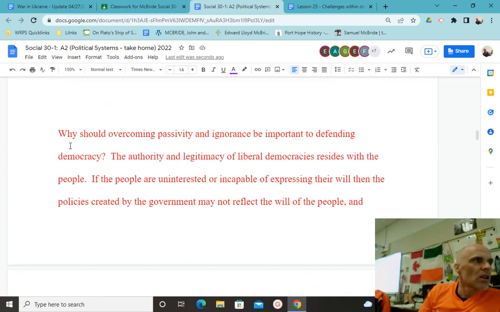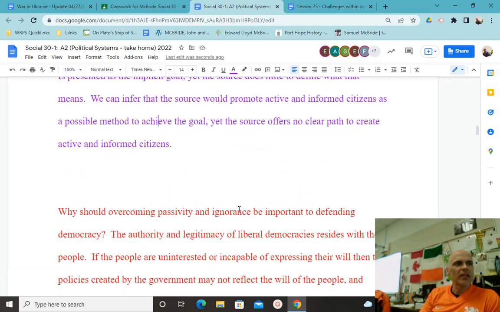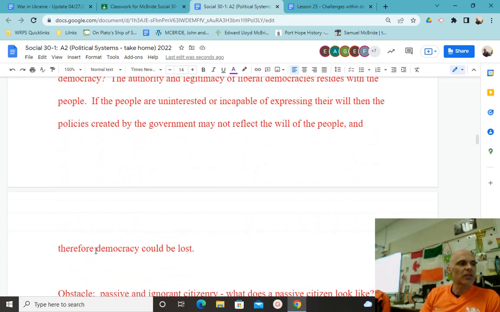So before we get there, why should overcoming passivity and ignorance be important to defending democracy is something that you could ask. To unpack the source, you could ask a question. Asking a question gives you an opportunity to answer the question and therefore unpack the source. So why should overcoming passivity and ignorance be important to defending democracy? The authority and legitimacy of liberal democracy resides with the people. If the people are uninterested or incapable of expressing their will, then the policies created by the government may not reflect the will of the people, and democracy could be lost.